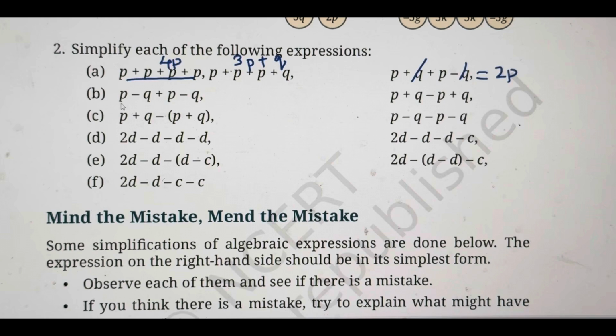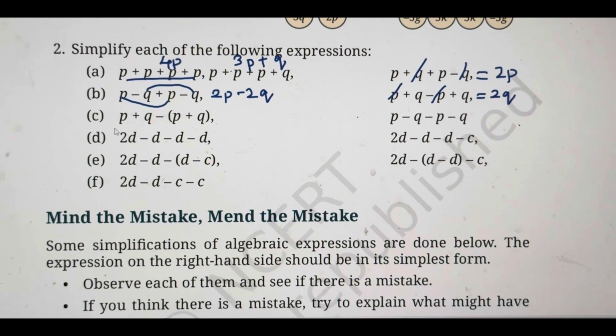Let us see B, P minus Q plus P minus Q. So here if we see P plus P, both are positive, so that would be 2P. Minus Q, minus 1 is minus 2. So minus 2Q. Okay. Then let us see here. Here it is plus P minus P. If one is positive and one is negative, you can strike out because 1 minus 1 will be 0. And Q plus Q is equal to 2Q.